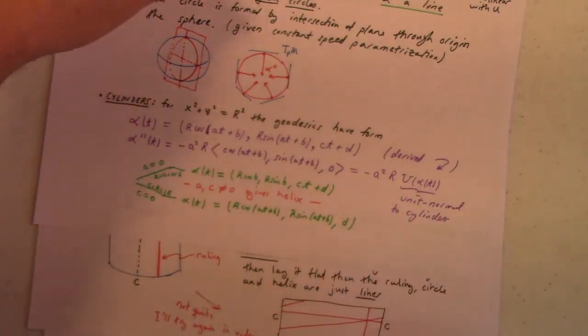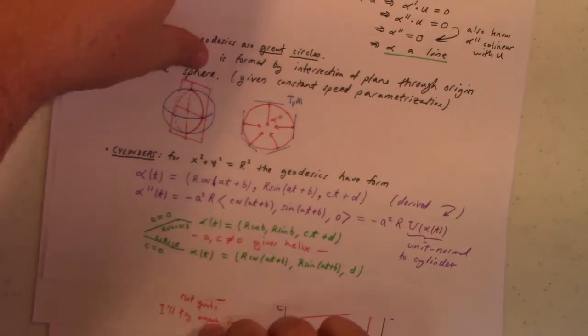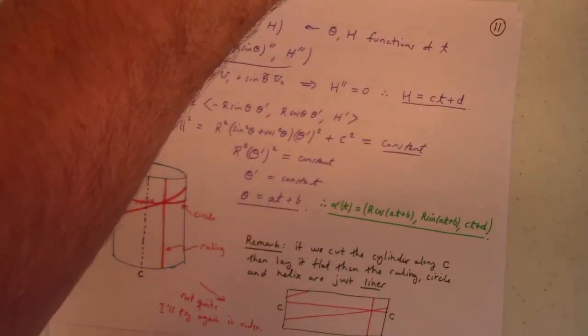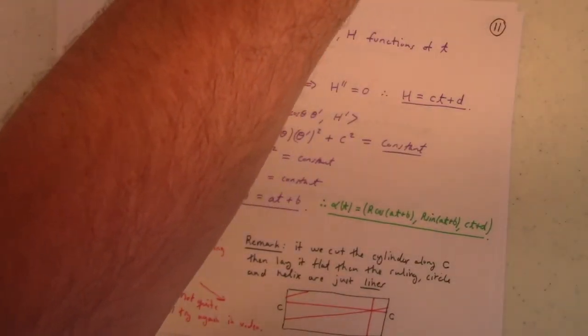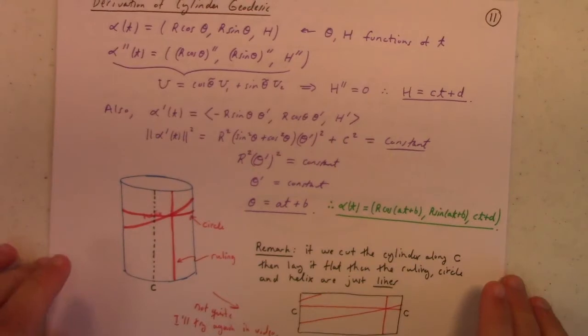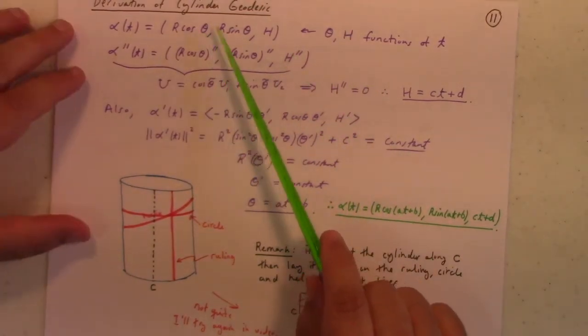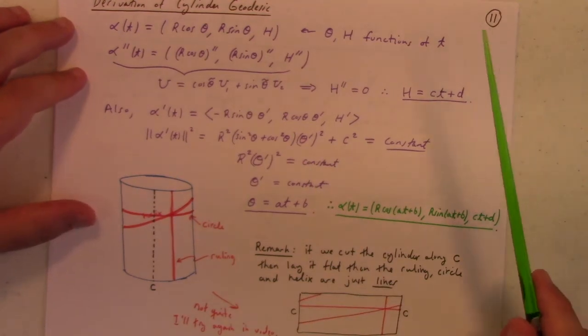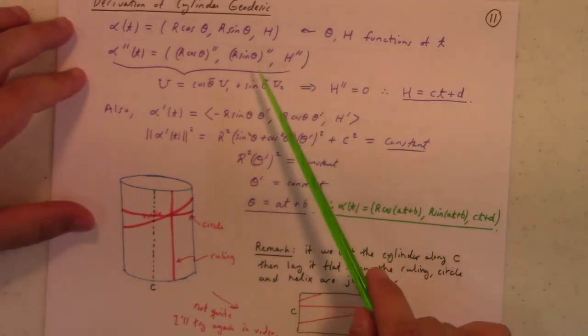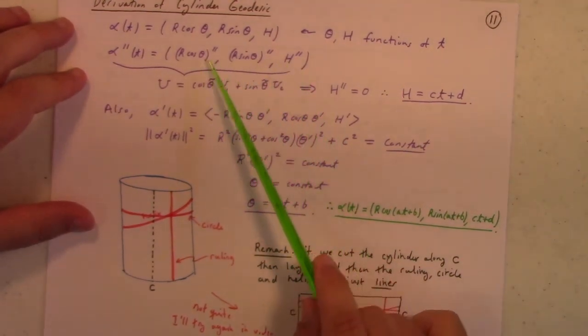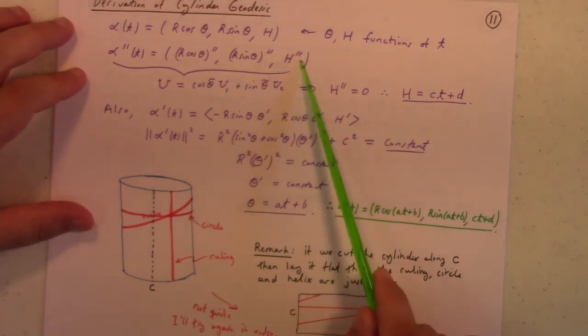Anyway, the derivation of it is actually kind of fun, so let's look at it for a minute. If you take any curve in the cylinder, you can reasonably write it in terms of two unknown functions, theta and h. Twice differentiate that, and out pops this, this, and this. Of course, h prime prime.